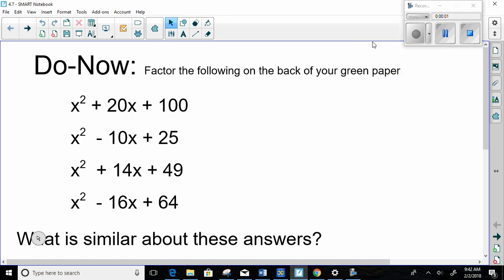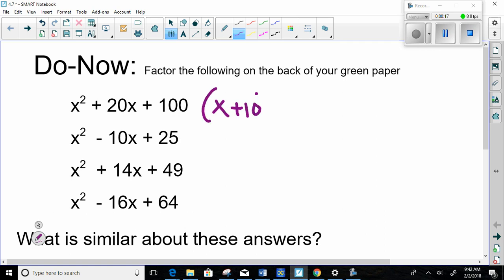Factoring this on the back of your green sheet. We're actually going to be putting these green sheets into your survival guide. But who can raise their hand and tell me what was the answer for that first one when I factored it, TJ? How would I factor it? X plus 10. And what's the other one? X plus 10, right? Do you guys notice that they're the same number?